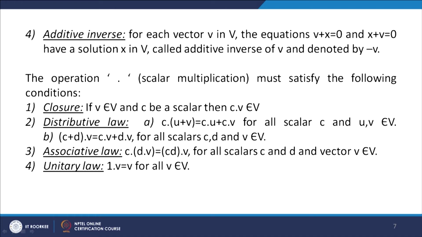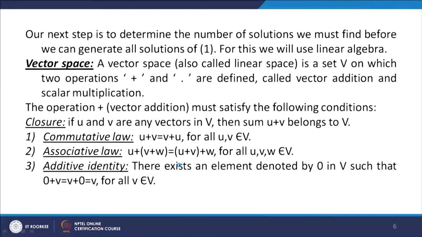Now you can see that if V denotes the set of all solutions of the homogeneous system x dot equal to Ax, then V is a vector space. First of all, we have already seen that if u and v are any two solutions of x dot equal to Ax, then their vector addition u plus v is also an element of V, that is, u plus v is also a solution. So V is closed with respect to the vector addition operation. Then if you take any two solutions u and v belonging to V, the commutative law u plus v equal to v plus u is clear.